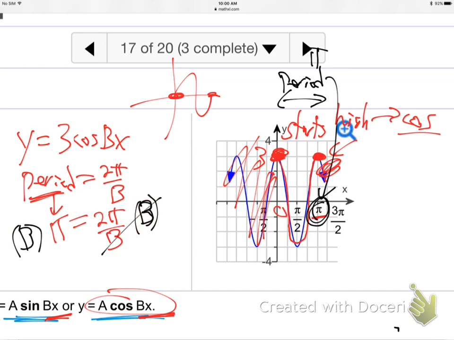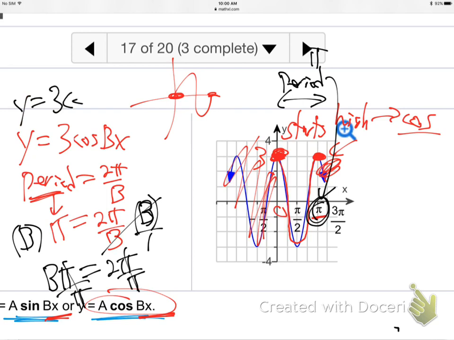These cancel. On this side it's over 1, right? The other side, pi b is what? What's left? 2 pi. Now we can finish solving for b. We already know the answer. Divide by pi, and sure enough, b is 2, as we already knew. So the answer to this question is 3 cosine 2x. That's the function that we're seeing there.